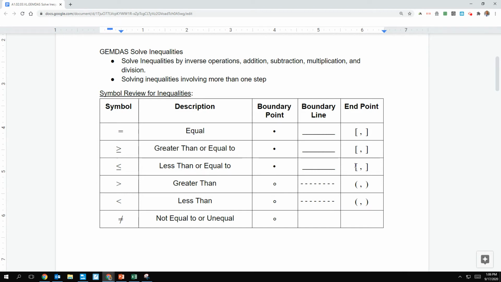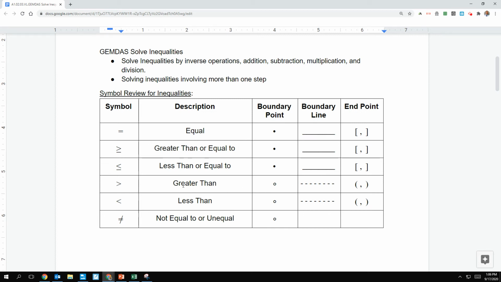And if we're talking about interval notation, these will always be used with brackets. So anytime we have the equal sign underneath and we're talking about interval notation, we'll use brackets. If we're graphing anything that's equal to, it's always going to be a solid line.